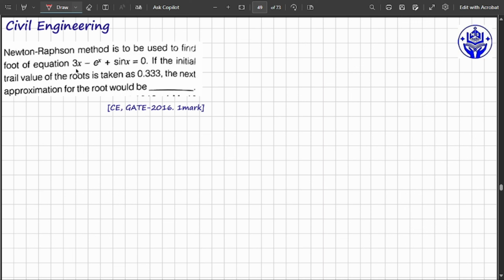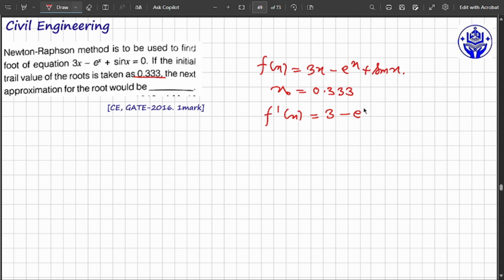The Newton-Raphson method is to be used to find a root of f(x) = 3x - e^x + sin(x). The initial root x0 = 0.333 is taken. You will find f'(x) = 3 - e^x + cos(x). Just put in the formula and you will get the answer x1 = 0.36.